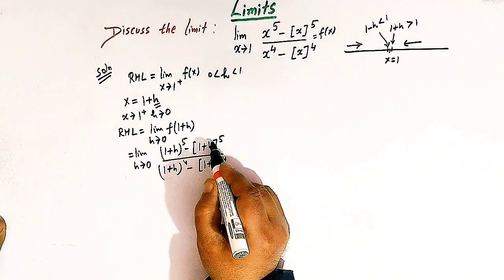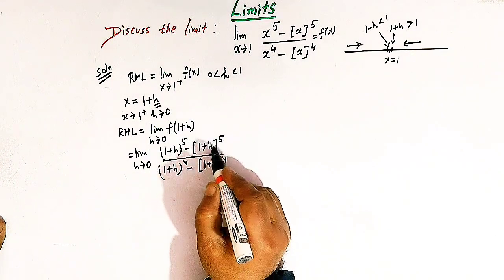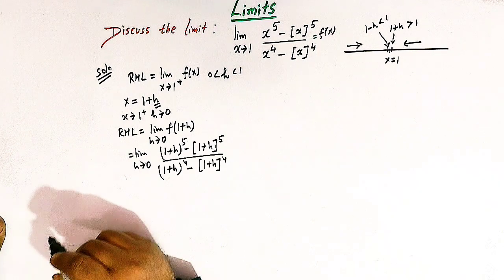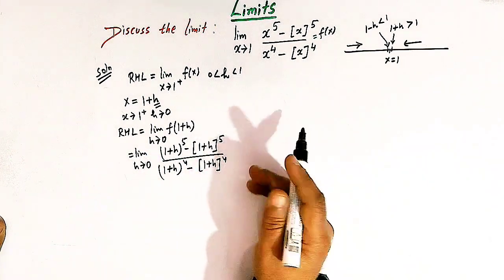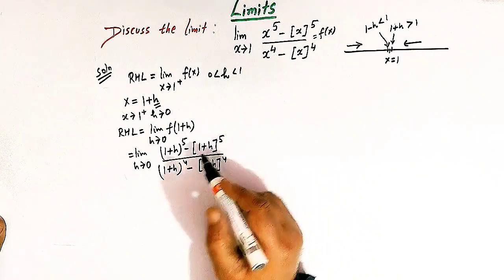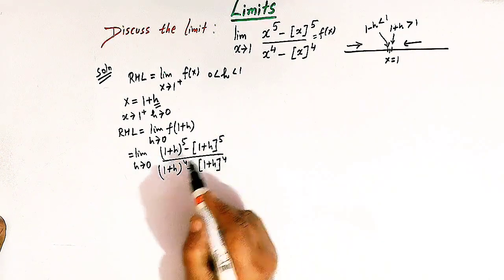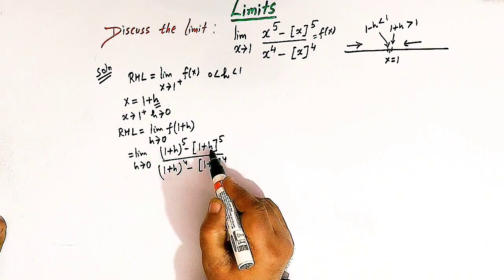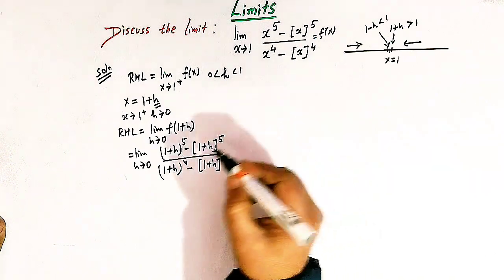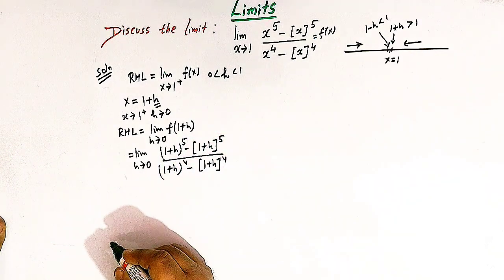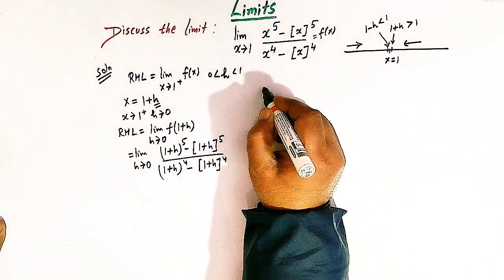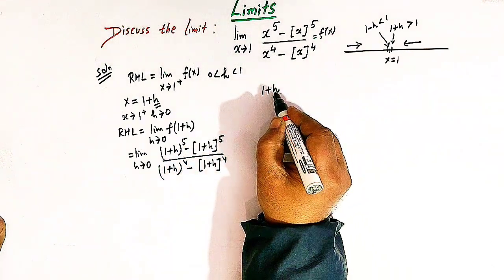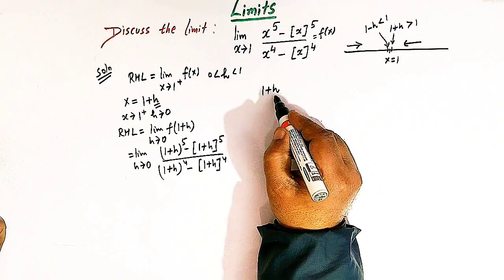Now see, here we have the greatest integer function. So first we have to take care of this greatest integer function, because the greatest integer function is a very special function, and whenever we come across it in limits, we cannot directly substitute h equal to 0 over here, right? So what we will do is apply the definition of the greatest integer function here. So see, here we have greatest integer of 1 plus h. Because h is a very very small quantity, right?